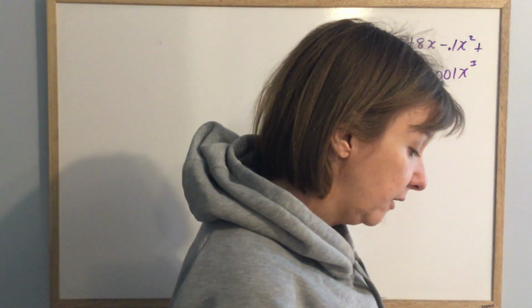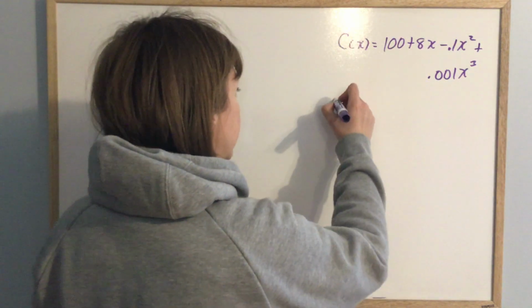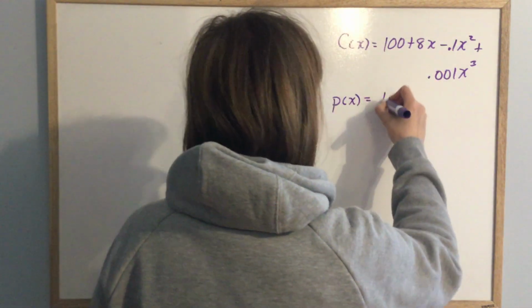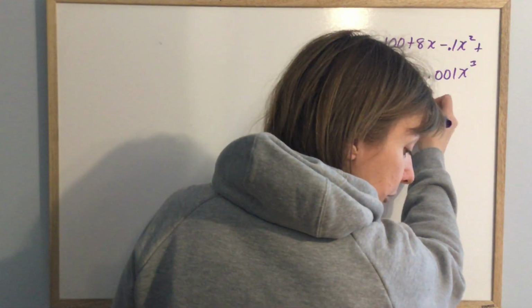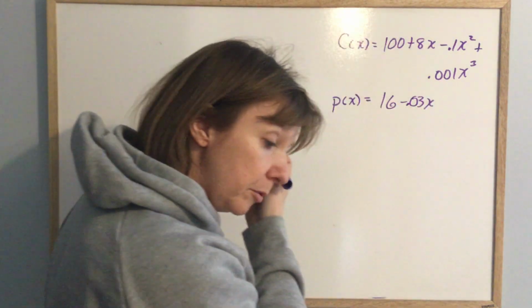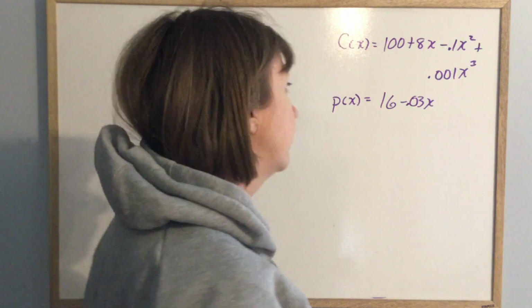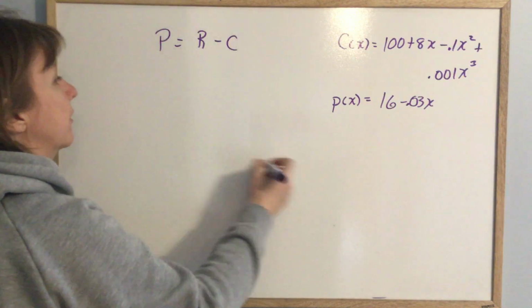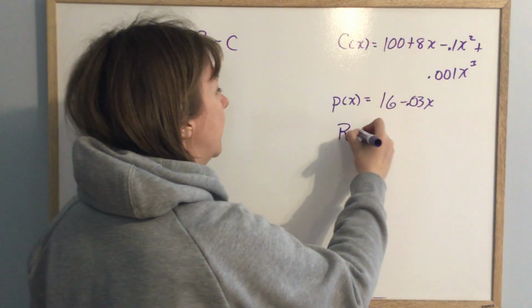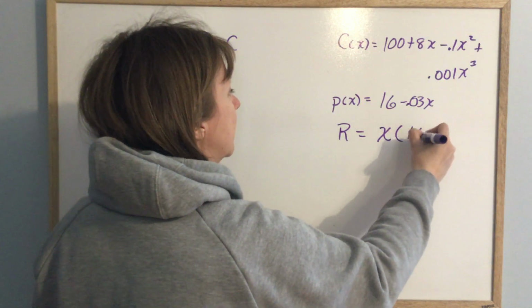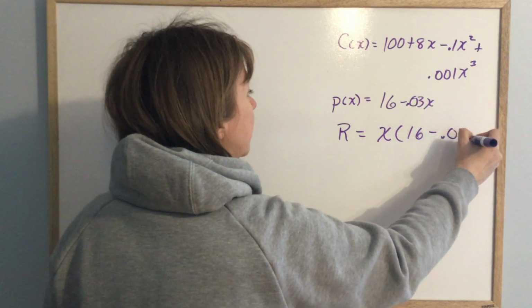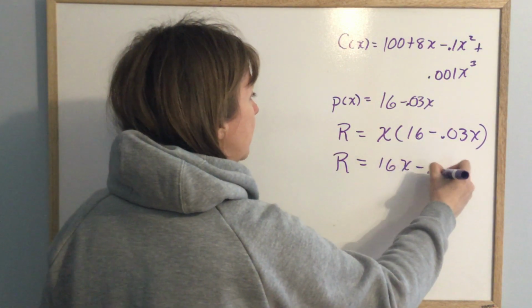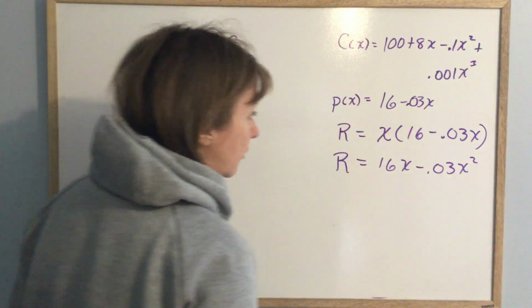It forecasts that it can sell the fabric for a price of 16 minus 0.03x dollars. Determine the production level that will give a maximum profit. So again, profit is revenue minus cost. I don't have a revenue, but revenue is the number I sell times the price I sell it for. So my revenue is 16x minus 0.03x squared.